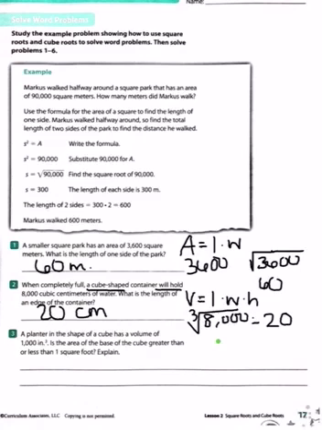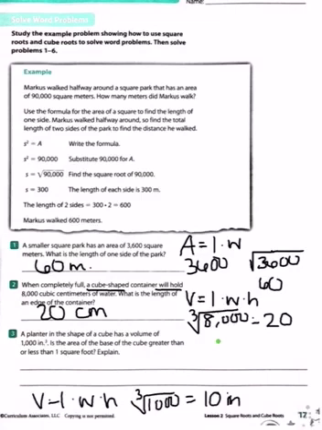centimeters. Number 3, a planter in the shape of a cube has a volume of 1,000 inches cubed. Is the area of the base of the cube greater than or less than 1 square foot? So, again, volume is length times width times height. So we're going to take the cube root of 1,000. The cube root of 1 is 1, and then you take 1 zero, so 10 inches.